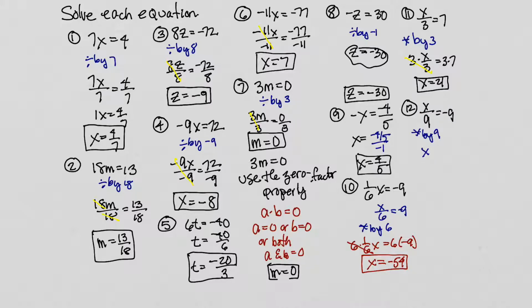That's the whole reason we do it. And then 9 times negative 9, negative 81, right? Do you see it? 9 up here, those 9's cancel. 9 times negative 9, negative 81. And this equation is solved.